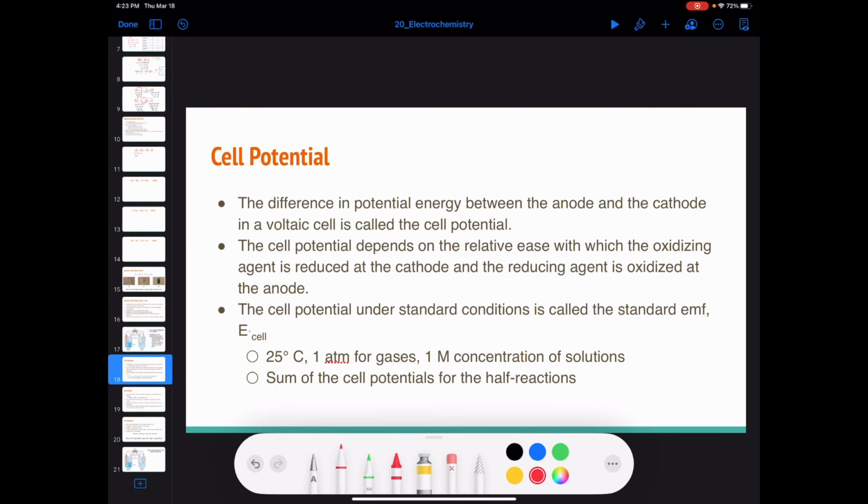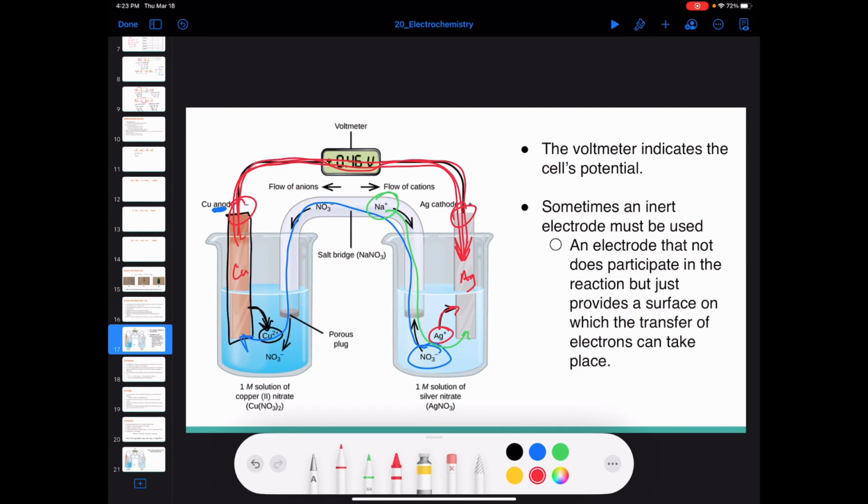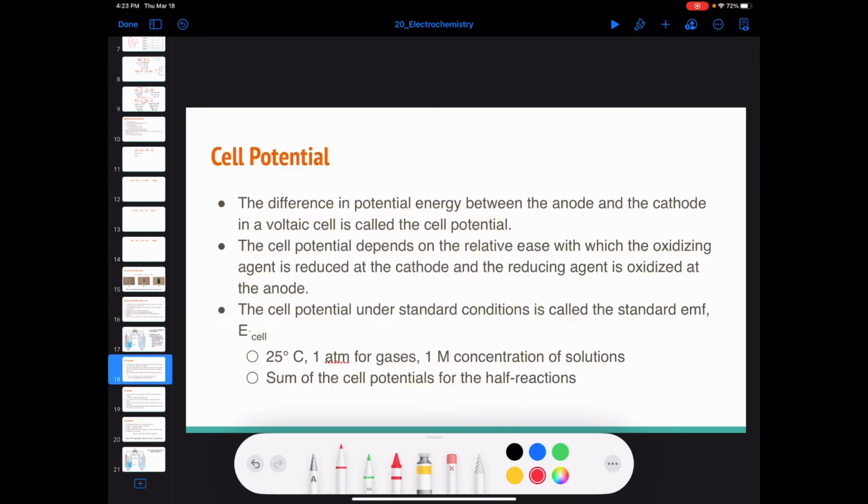Okay, now you can probably imagine that you can't use just any two metals, or any two species, to do this. Because what if we tried to switch it? What if we tried to have the copper gain electrons and plate out, and the silver start losing electrons? Well, we'd be trying to push it in reverse, okay? And so this difference in electrical potential energy between our two electrodes, our anode and our cathode, is called the cell potential.